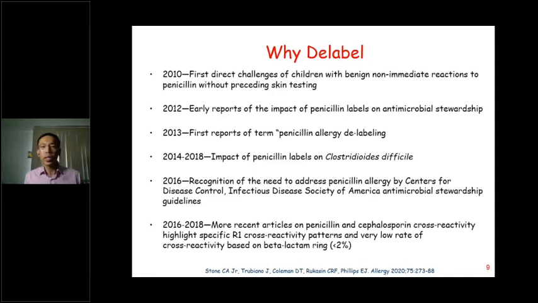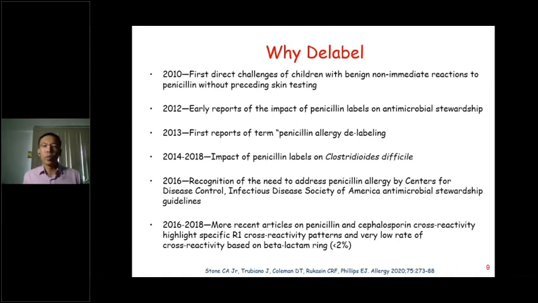And in 2013, that was when the first reports of this terminology called penicillin allergy delabeling arose. So in the next 4 years, between 2014 to 2018, there were lots of studies which tried to show the impact of penicillin labels on certain infections, for example, Clostridium difficile-associated diarrhea. And then there was thus a recognition of the need to address penicillin allergy, again, mainly something which was fronted a lot by the infectious diseases community.